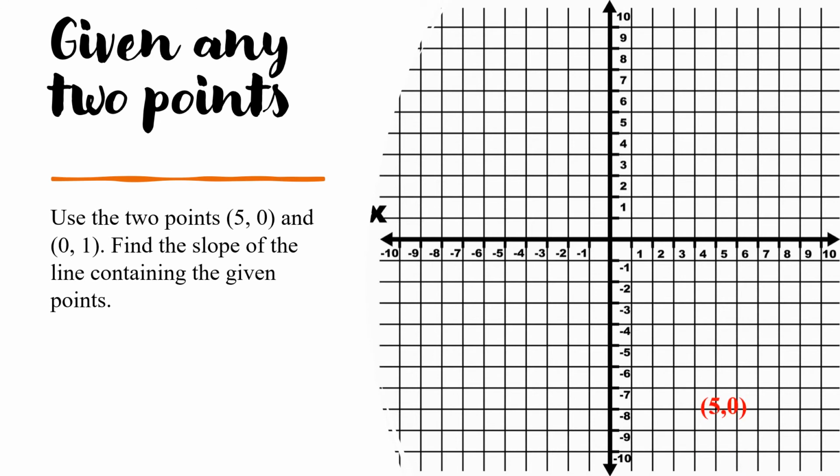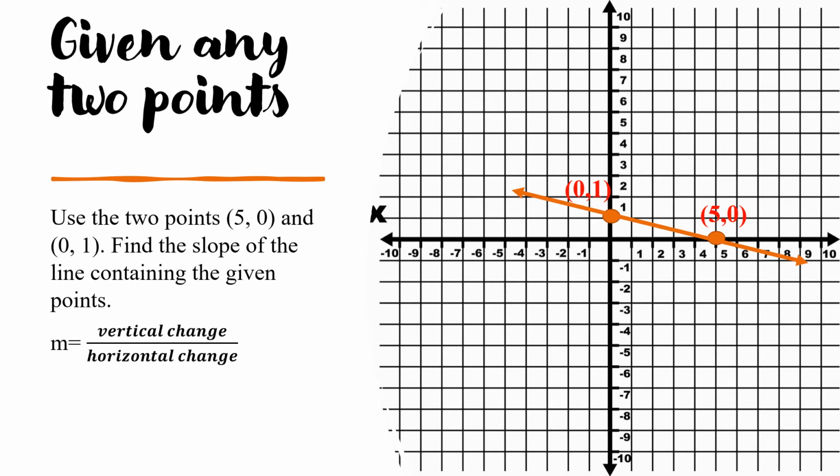Let us plot the point (5, 0). So (5, 0) is at this point. Another one, let us graph (0, 1), and (0, 1) is here. Now, connect the given points, and that will give us this line. Now, let us find the slope.